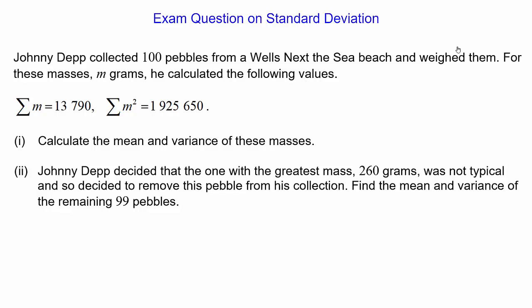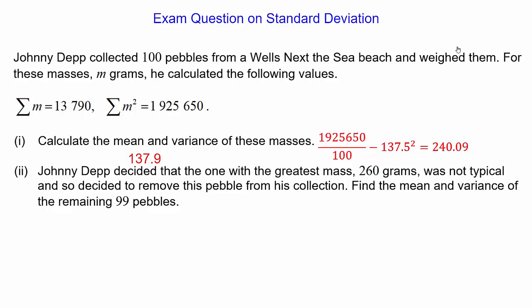Next one then. So we've got an exam question here. Please can you have a go at all of it? So our answers this time. The mean is 13,790 divided by 100 because there were 100 pebbles. The variance is the sum of the squares divided by 100, take away the mean squared. That gives us 240.09. That's the variance, remember. If you wanted standard deviation, which we don't, you'd then have to do that extra step of square rooting that.